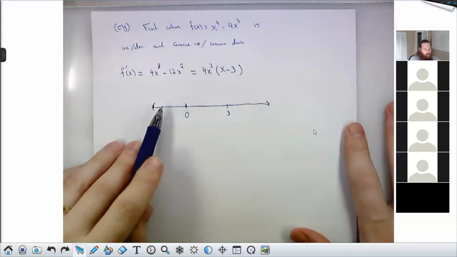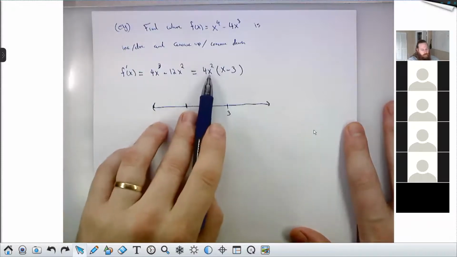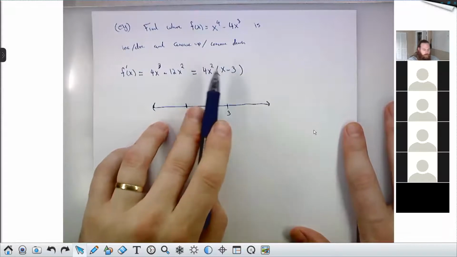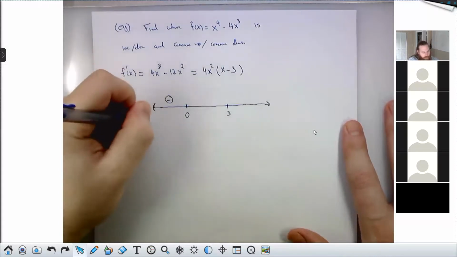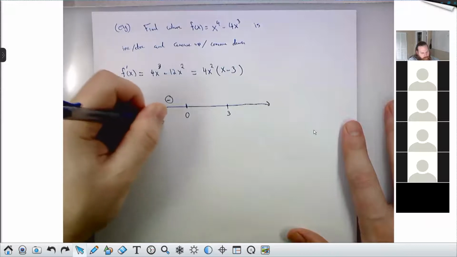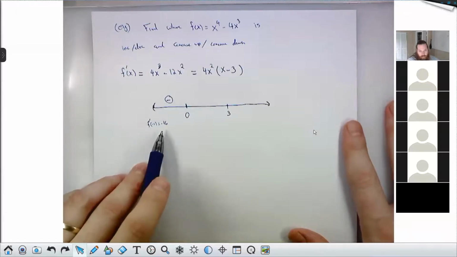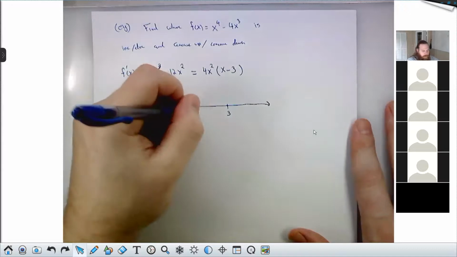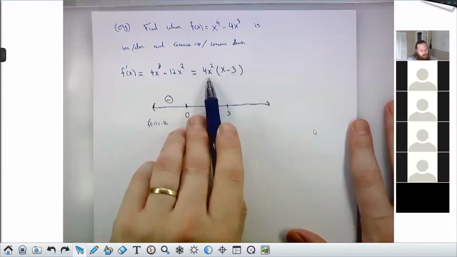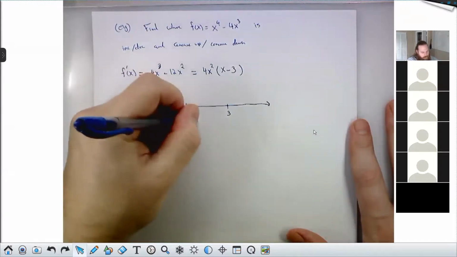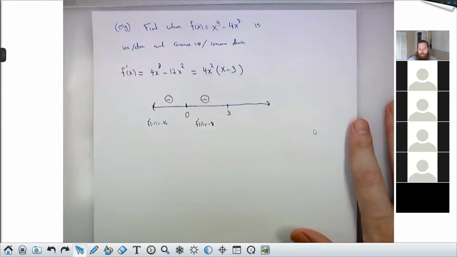To the left of 0, I could plug in x equals negative 1, say. Here I would have 4 times negative 1 squared, that's 4, times negative 1 minus 3, that's negative 4, that would be negative 16. So I calculated f prime of negative 1 as negative 16. In particular, f prime is negative there, which tells me f will be decreasing there. Between 0 and 3, I could test x equals 1. When I plug in 1 here, I get 4 times 1 minus 3. That's 4 times negative 2, or negative 8. f prime of 1 is negative 8. So f prime is negative between 0 and 3 as well.